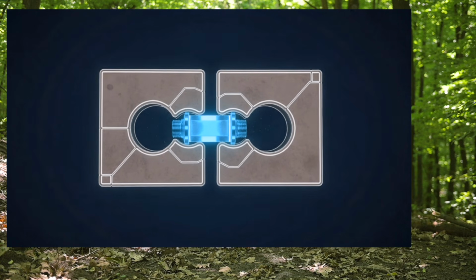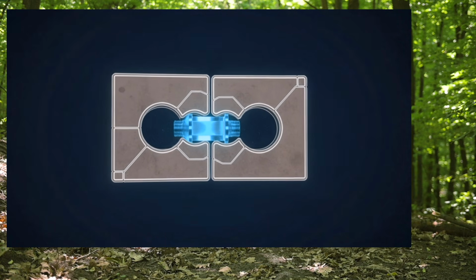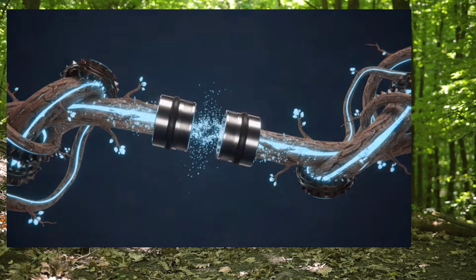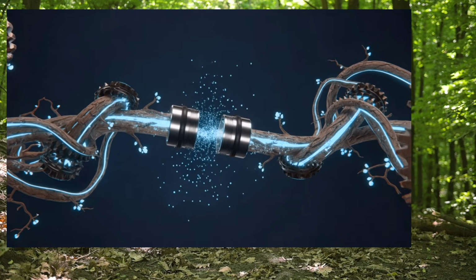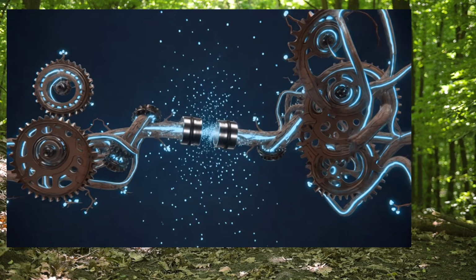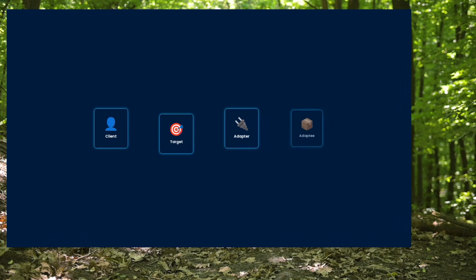First, let's dive into the Adapter pattern, which converts the interface of a class into another interface clients expect. This allows incompatible classes to work together without modifying existing code, adhering to the open-closed principle. Key components include the target, client, adaptee, and the adapter itself, which wraps the adaptee and implements the target.